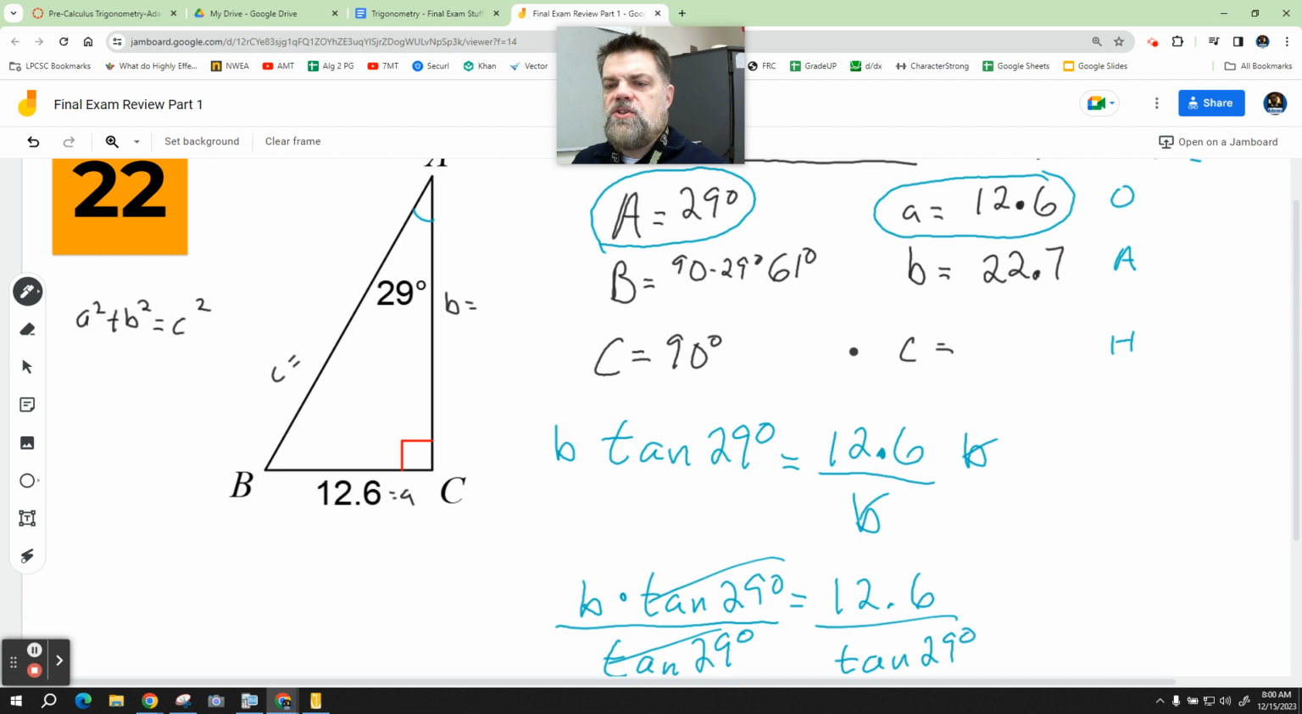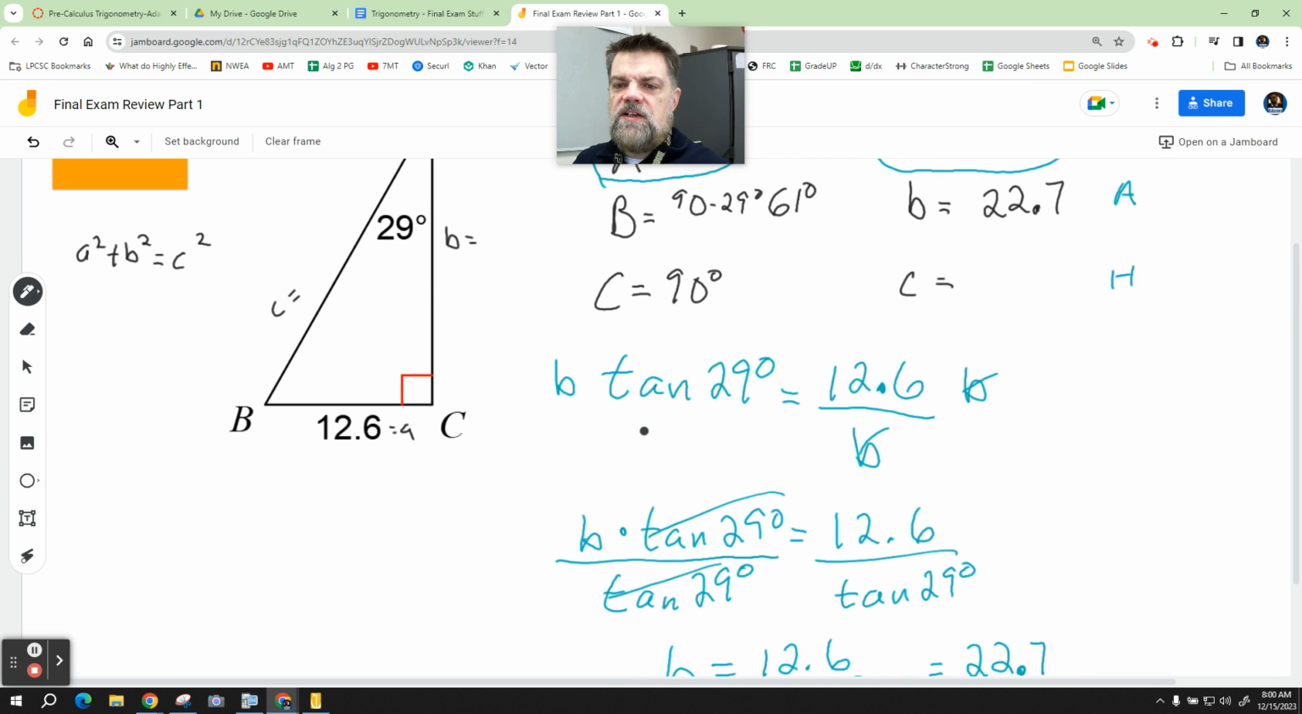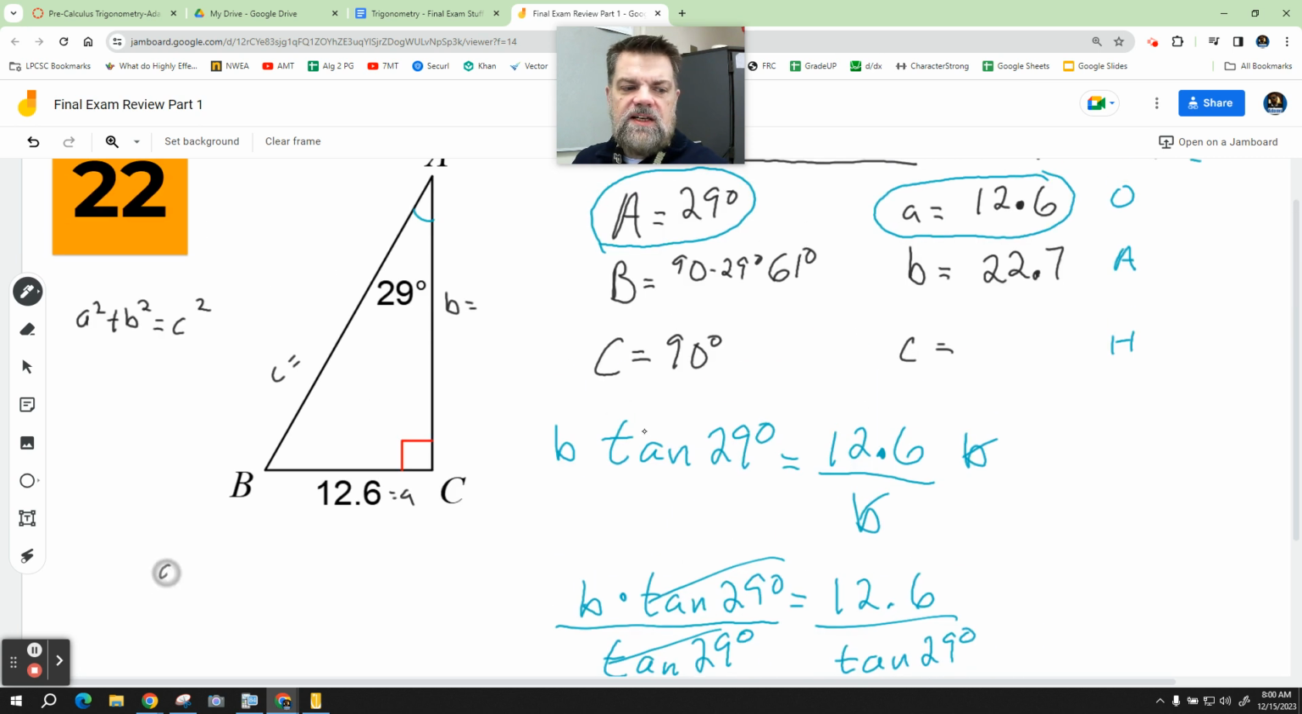Now from here, there's two ways to do this. I could find the hypotenuse using a trig function, or I could just do the Pythagorean theorem. So let's just do the Pythagorean theorem. We haven't done that in a while. Remember that a squared plus b squared is equal to c squared.